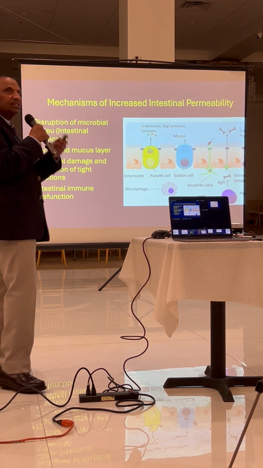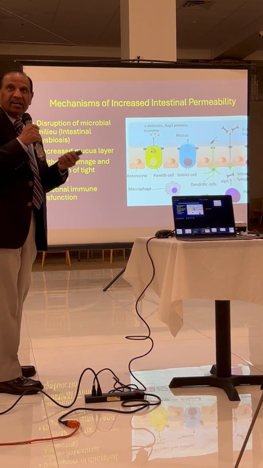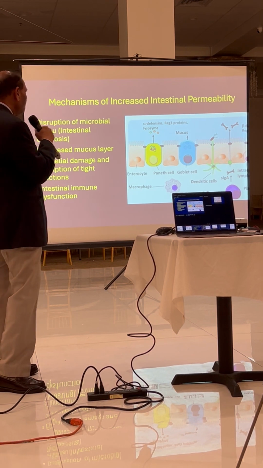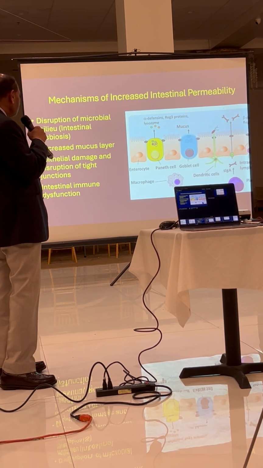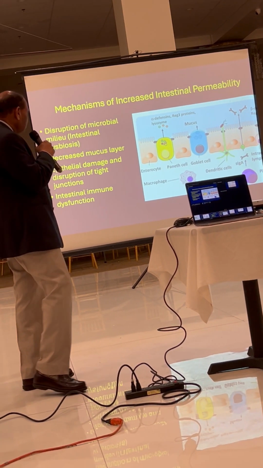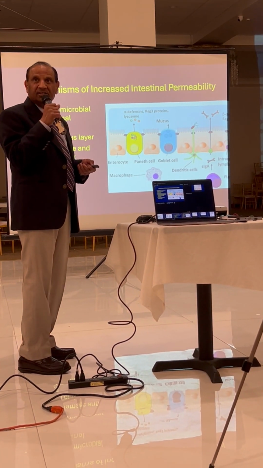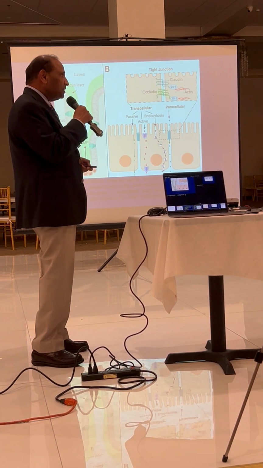Mucus is continuously secreted. Actually, in 8 hours, all the mucus is gone and new mucus starts again. So it has to keep on going. And the last one we are going to talk about that alters the permeability is the change in the tight junctions, or intestinal epithelium problem.